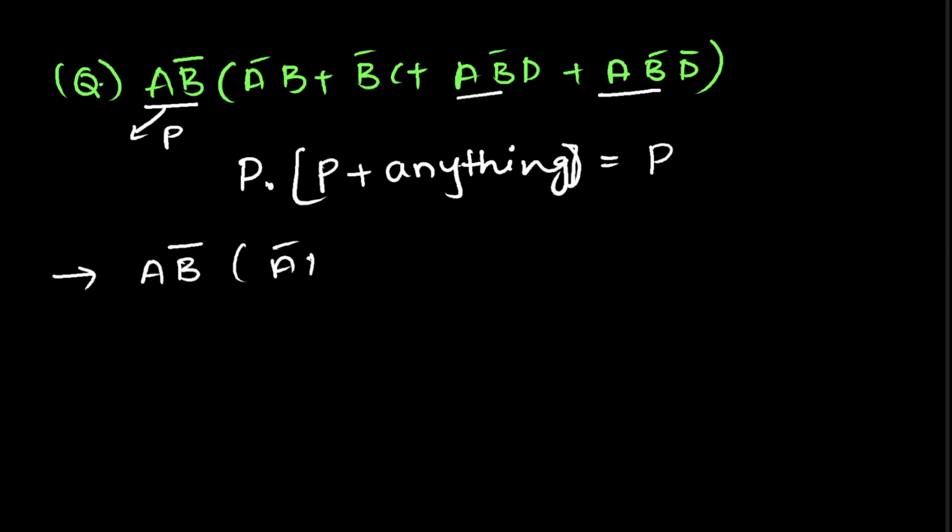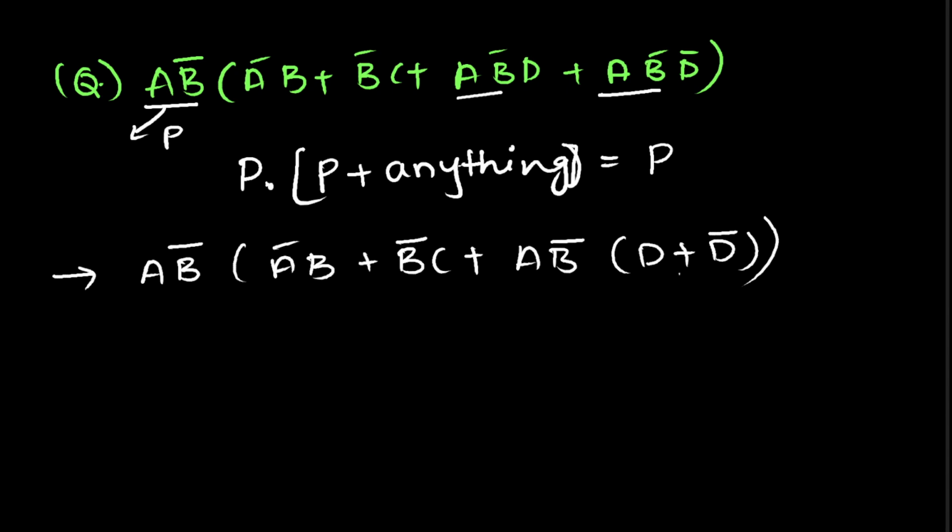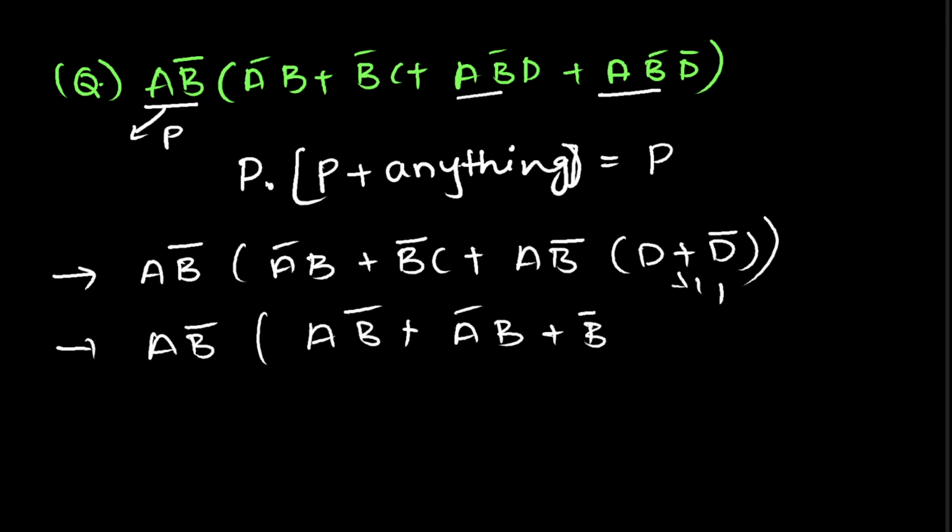and a bar b. Here there are two, then I need to make it one. So what I will do is simply take a b bar common here, and I will do d plus d bar. Then d plus d bar is equal to 1, right? So it will become a b bar of a b bar plus a bar b plus b bar c. So here it is p and here it is p. Then my answer will be a b bar.